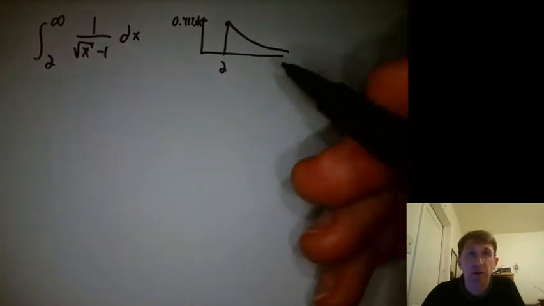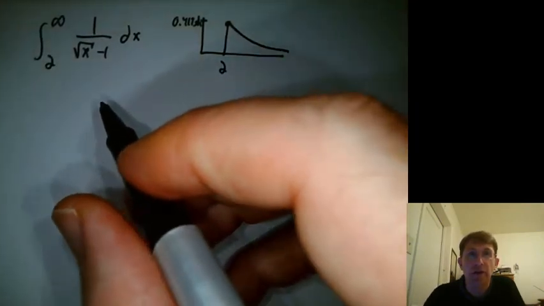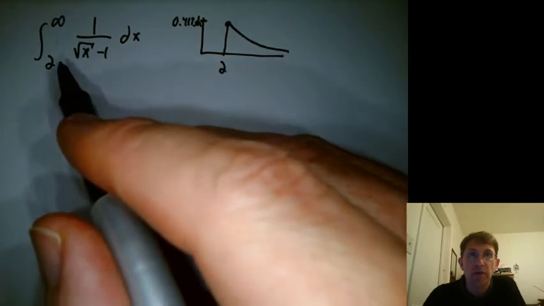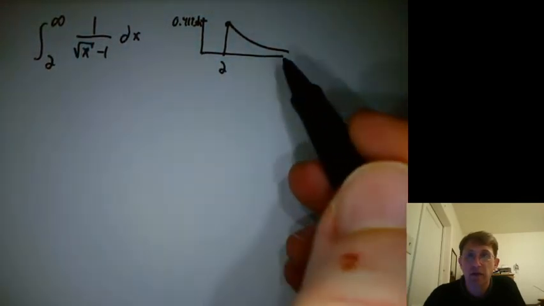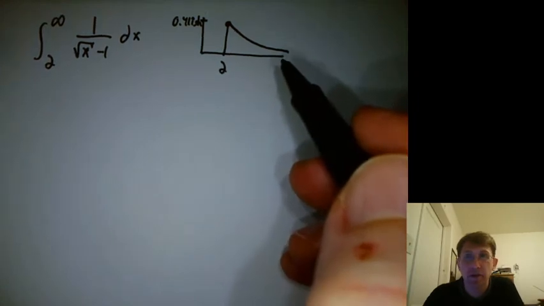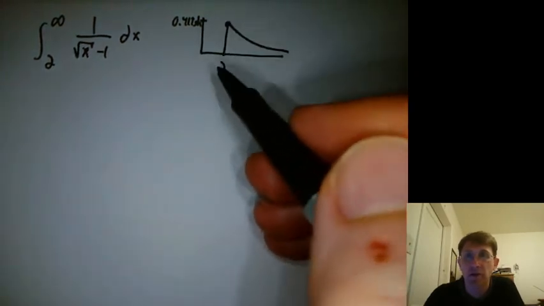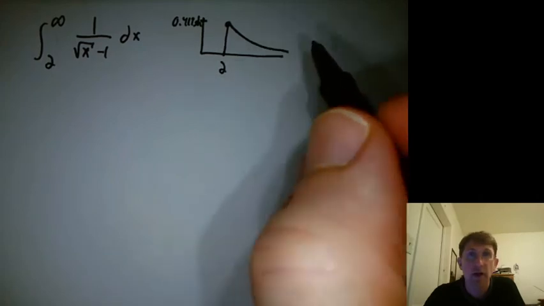Let's take a look at another integral and ask whether the integral converges or diverges. How about the integral from 2 to infinity of 1 over root x minus 1 dx? Here's a graph of it. It looks pretty much like all the other graphs we've ever seen in this chapter for horizontal integration.